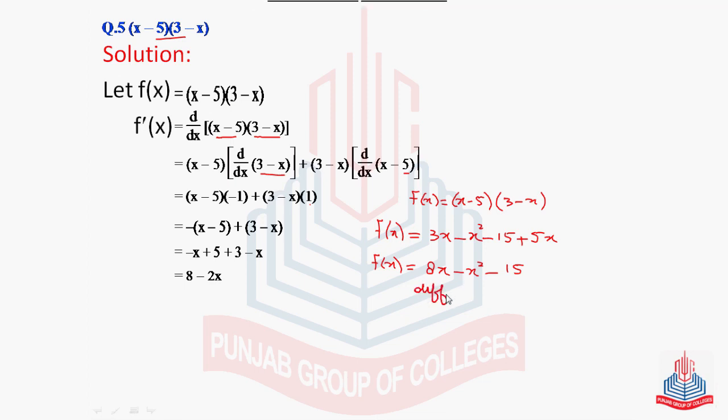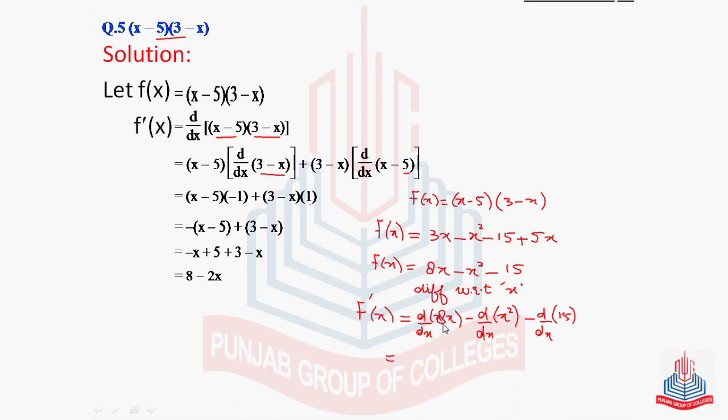So differentiate with respect to x. So that will be f prime of x. When we apply derivative on the right hand side, derivative will apply by using some theorem. Derivative will be applied on 8x, then minus x square, and then minus 15. So that will be d by dx of 8x minus d by dx of x square minus d by dx of 15. Here we use our theorem d by dx of c into f of x, c will be as it is. So 8 will be as it is. Derivative of x is 1, minus derivative of x square by using the power theorem, that will be 2x, minus derivative of constant, which will be 0. So we have 8 minus 2x.